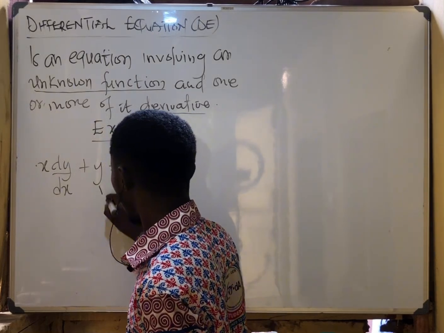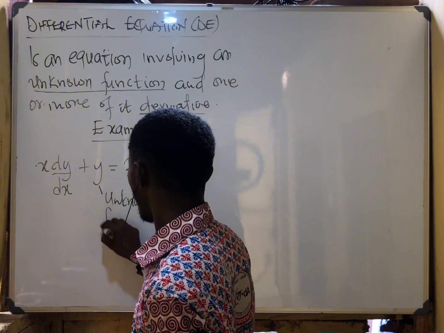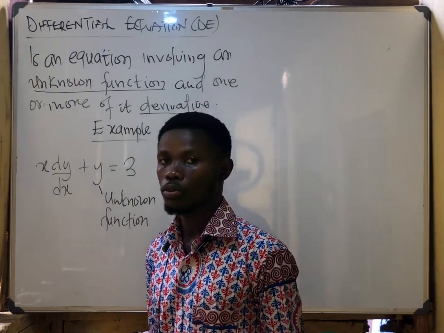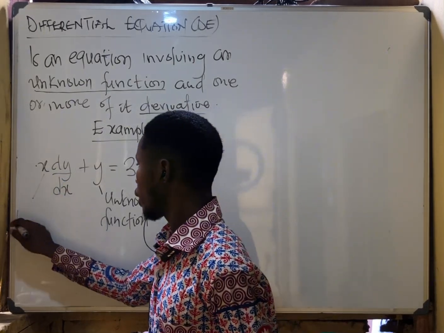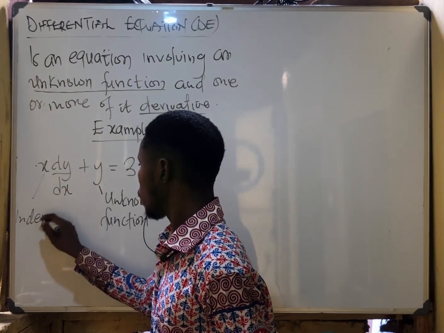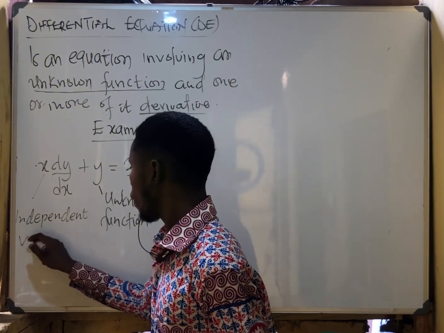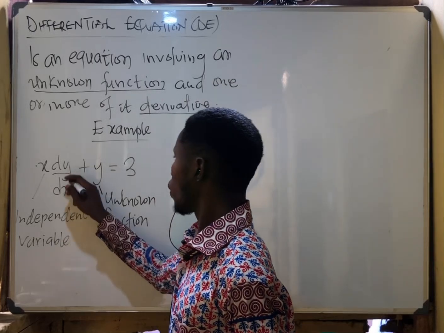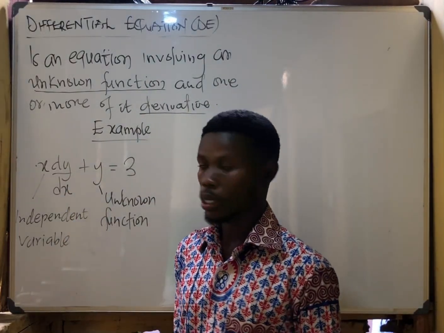So you can call this one the unknown function. You can call this x here the independent variable, and the y here too as the dependent variable. Is that okay?